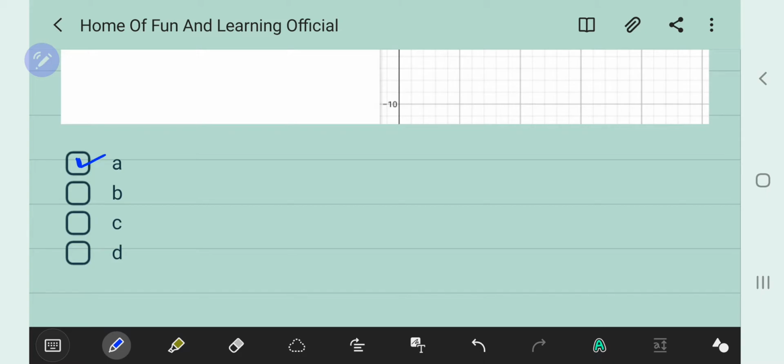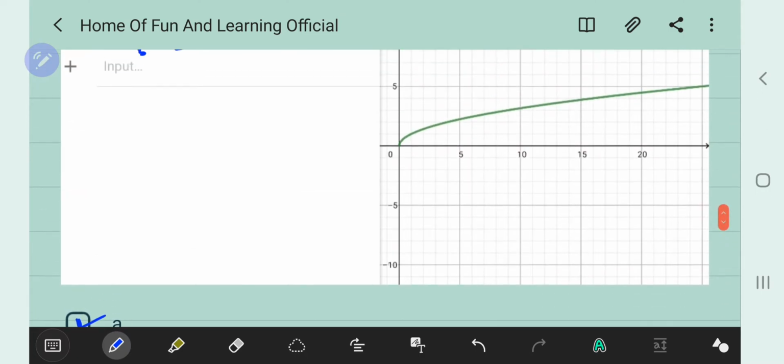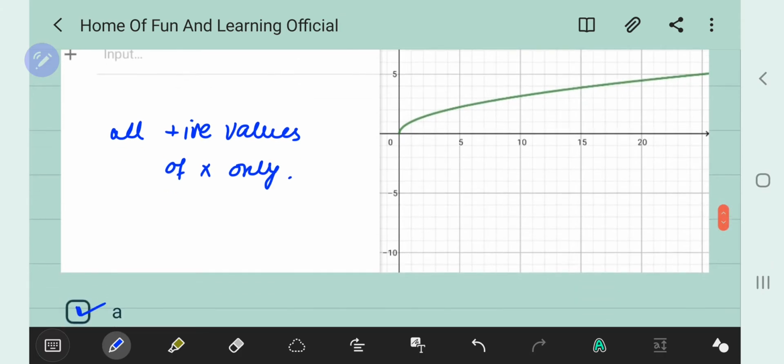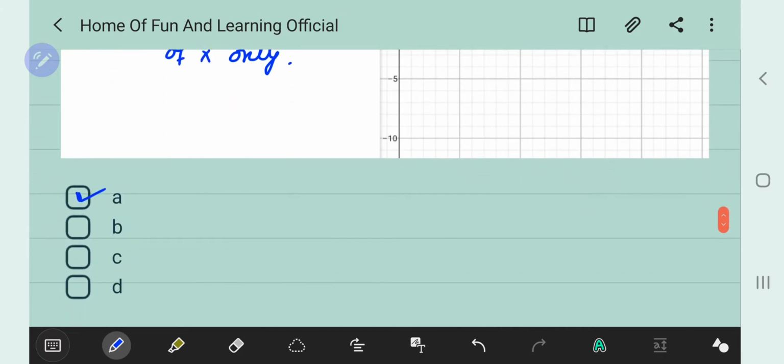Now the second rule states that the original domain of a polynomial should be all real values. Here it isn't followed, right? Because the domain of this thing is all positive values of x only. That's a restricted domain. That's not all real values. So the second rule is not followed.